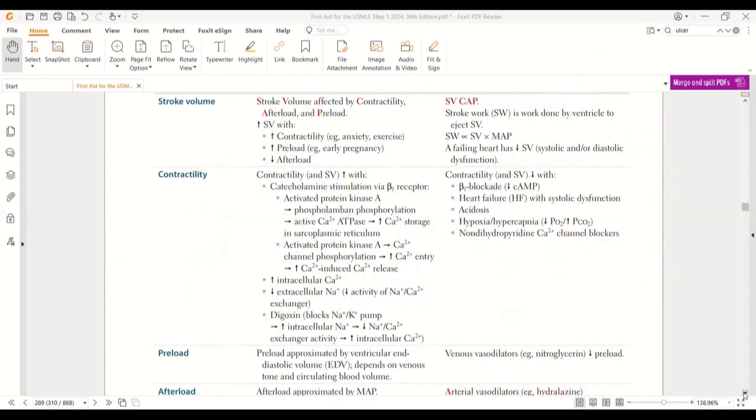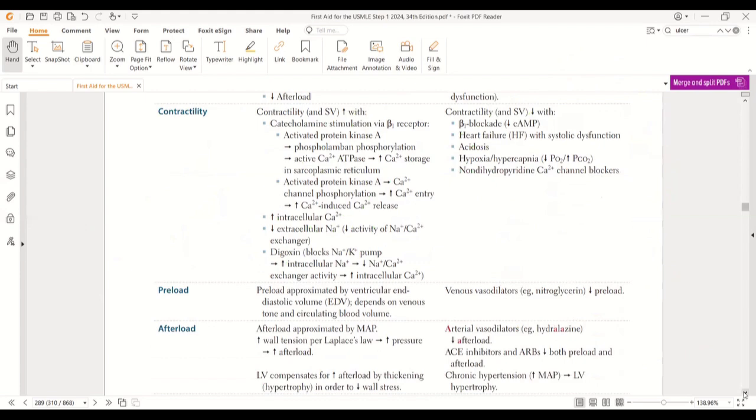So these are some causes that lead to decreased contractility: beta 1 blocker, heart failure with systolic dysfunction, acidosis, hypoxia, and non-dihydropyridine calcium channel blocker. Can anybody name the non-dihydropyridine calcium channel blockers? Diltiazem and verapamil.